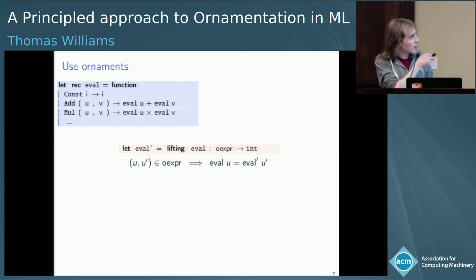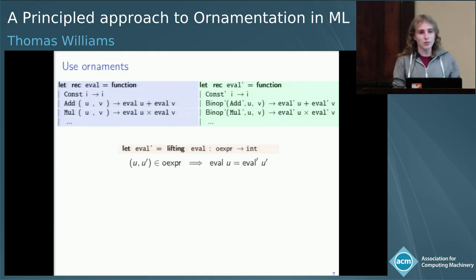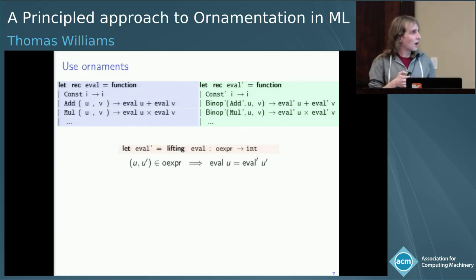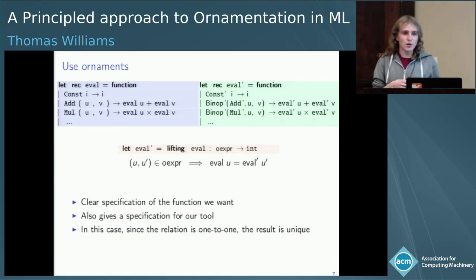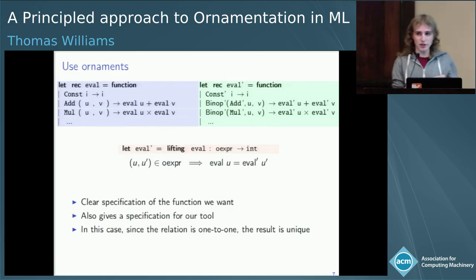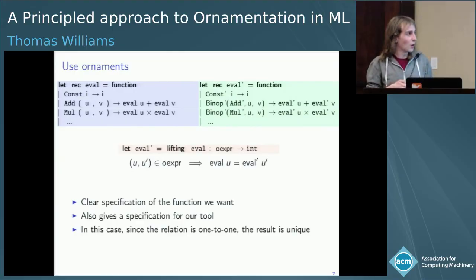And so our tool will generate exactly this code without any further effort. So it looks like what we would have written manually. What's good about this is that we have a clear specification of the function we want, and we know that the function we return respects this specification. In this case, we are lucky. Our relation is one-to-one, so the result is unique. And so we have a painless way to refactor a potentially huge program for such transformations.